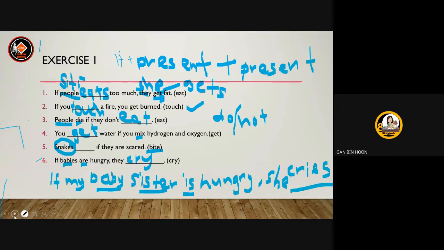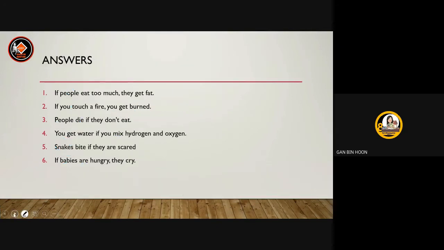Okay, can you understand the zero conditional? I think it's easy, right? Formula is if plus present plus present. Okay, next. We are looking at the answers.